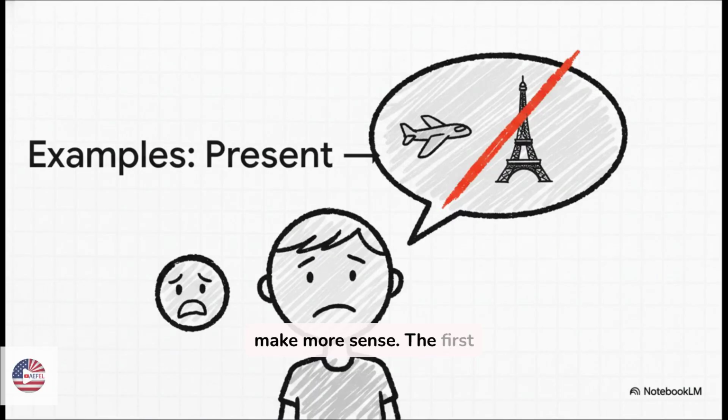It'll make more sense. The first sentence, if I weren't afraid of flying, I would have visited Europe last summer. My present state, being afraid of flying, is the reason for a past outcome. Or look at the second one. If she were more organized, she wouldn't have missed the deadline. Her current lack of organization caused that past problem. It's a really fantastic tool for self-explanation, right?